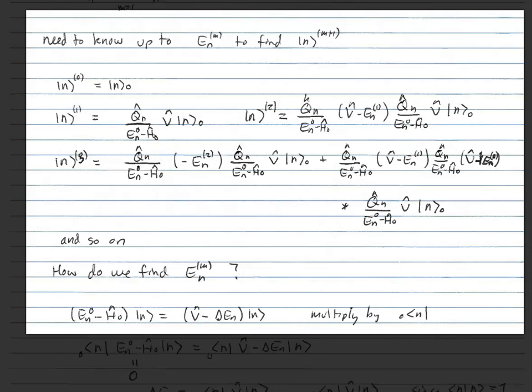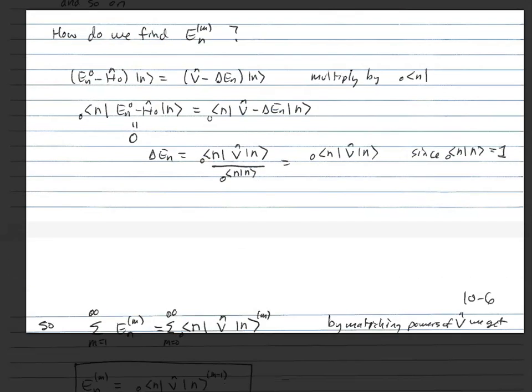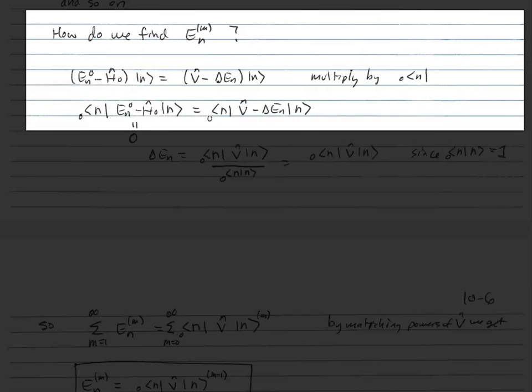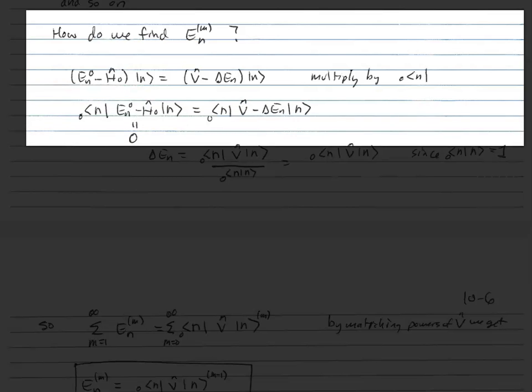Remember, we had our original equation, (En⁰ − H0) acting on the full state |n⟩ is equal to (V̂ − ΔEn) times the state |n⟩. Let's multiply that by the bra ⟨n₀|. Now, because H0 acting to the left is going to equal En⁰, that left-hand side is going to equal 0.